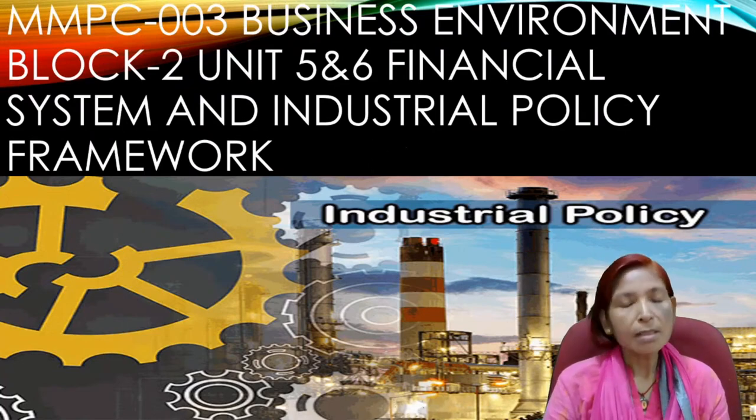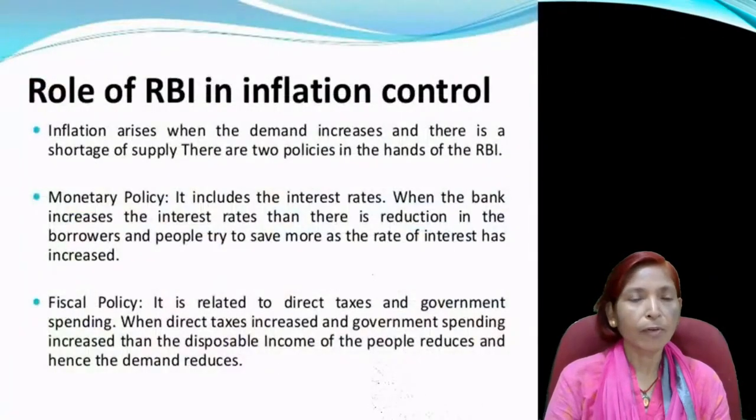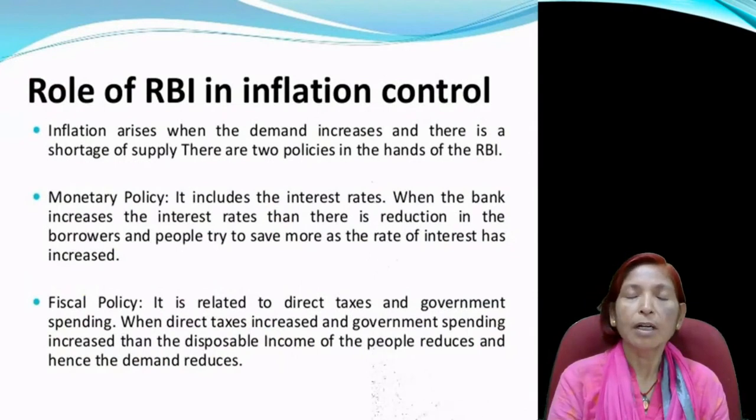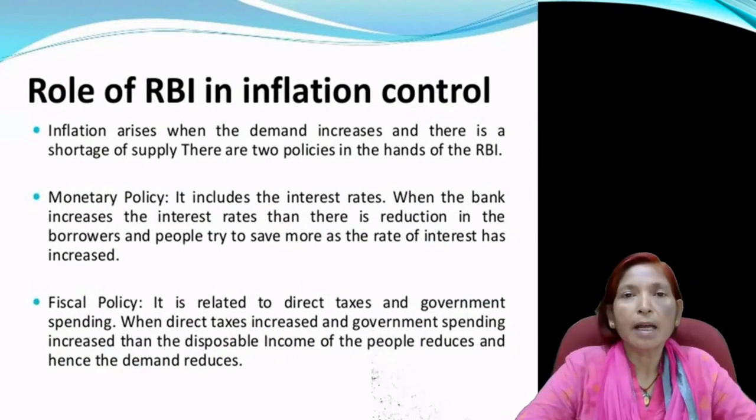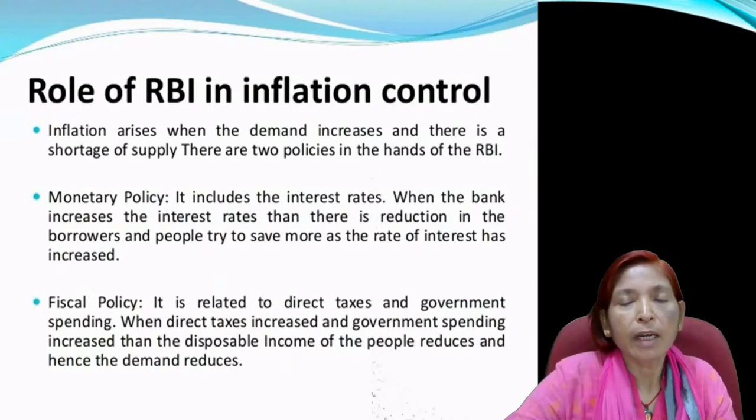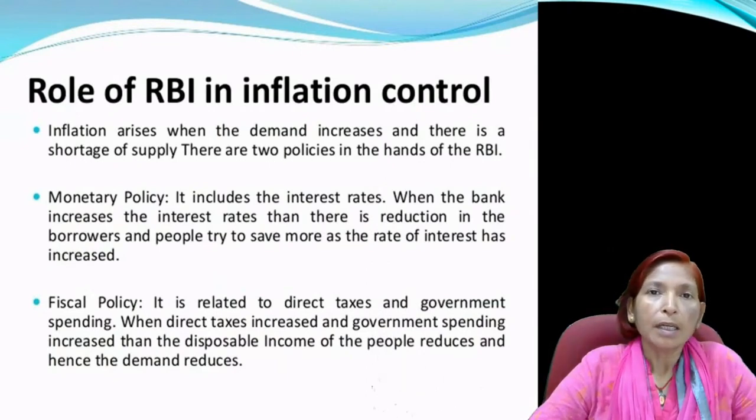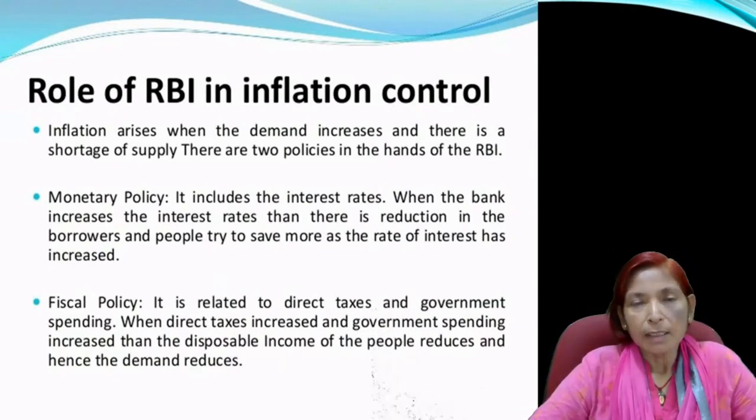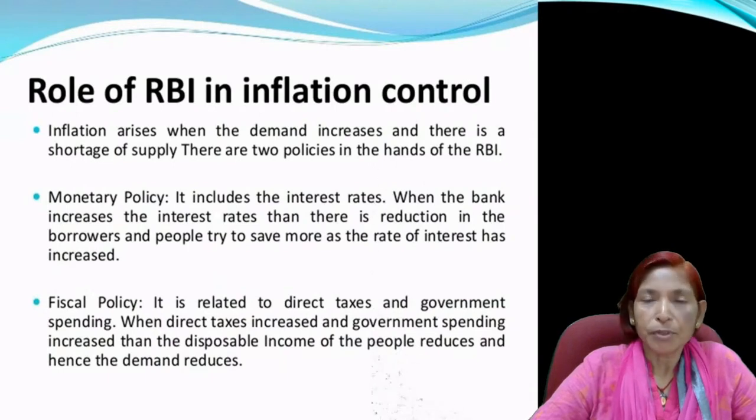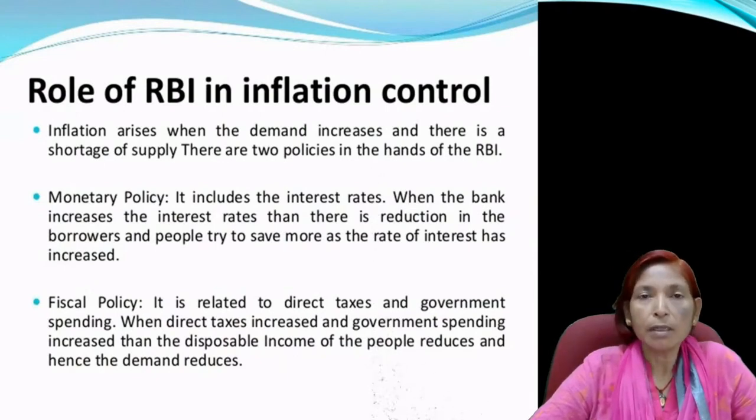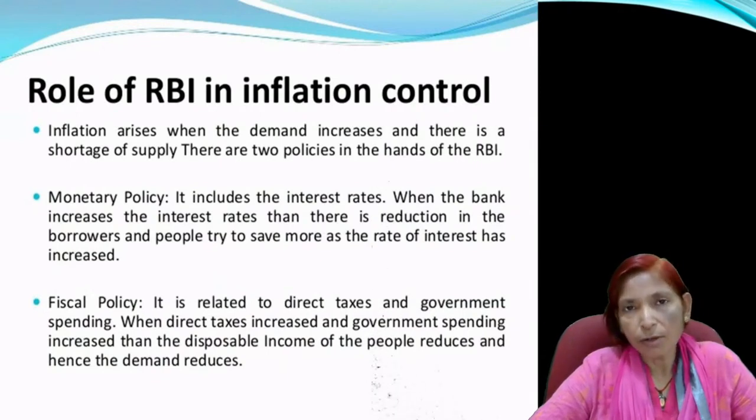the financial system. So let us start from this topic, the role of RBI in inflation control. You know that RBI is the apex institution of monetary authority, and RBI plays a very important role because RBI can control money supply and control the credit creation process. Credit creation is the main function of commercial banks, but credit controlling is the main function of the Reserve Bank of India.